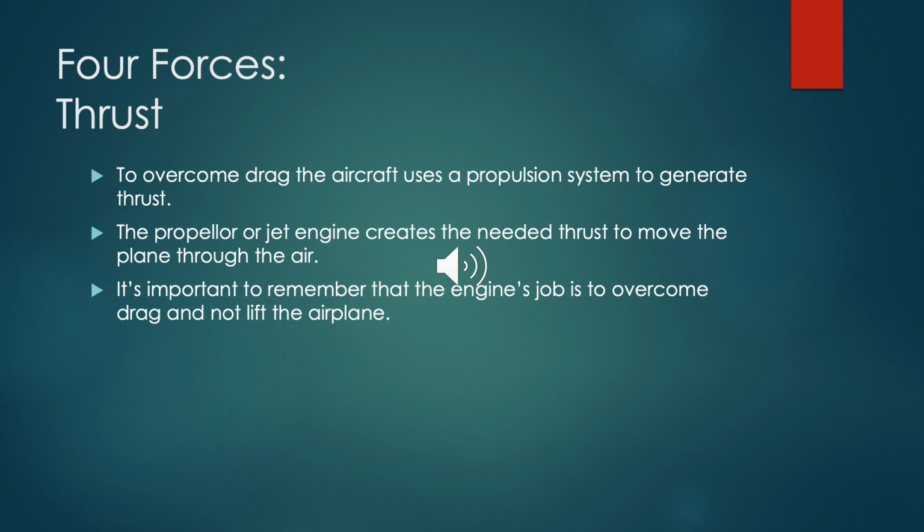So let's now talk about thrust. To overcome drag, the aircraft uses a propulsion system to generate thrust. The propeller or jet engine creates the needed thrust to move the plane through the air. It's important to remember that the engine's job is to overcome drag and not lift the airplane. Lift comes from the camber of the wings and Bernoulli's principle.